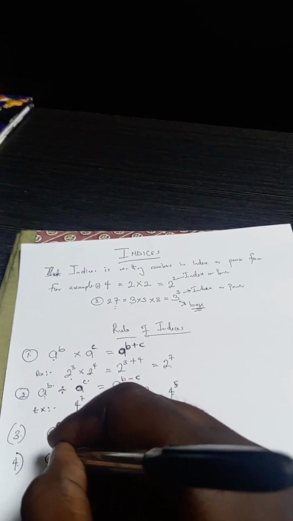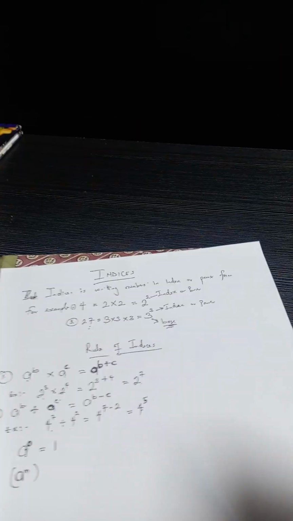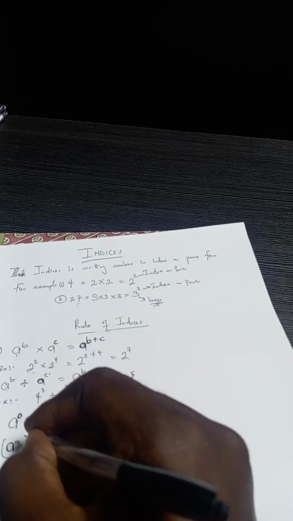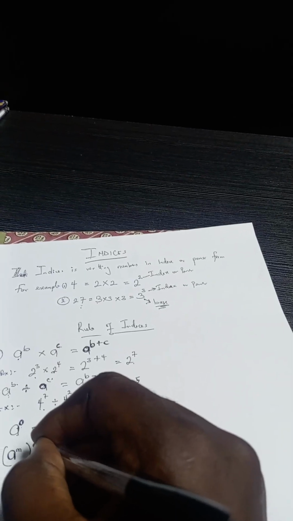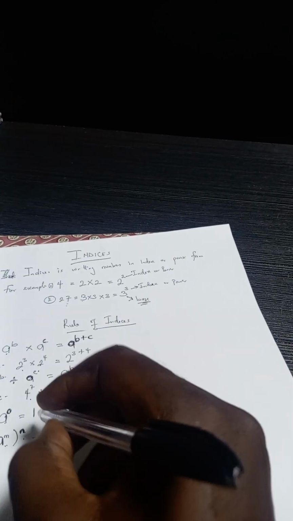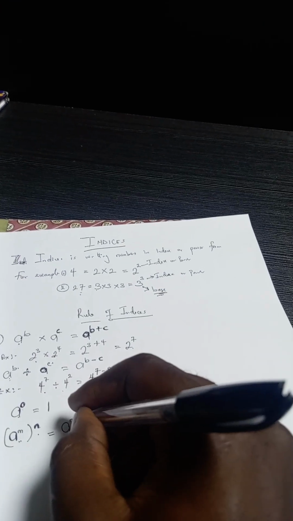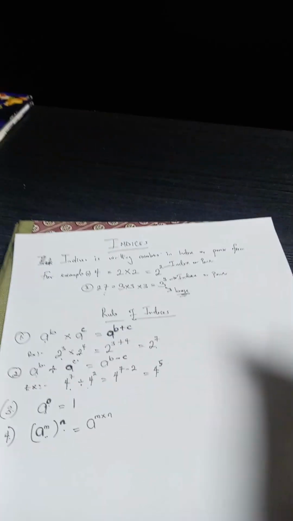Let's say another law. This one is saying that when an indices is multiplied by another power, take note, not number, another power, this is an indices, this is another power in bracket, the two powers will multiply each other.